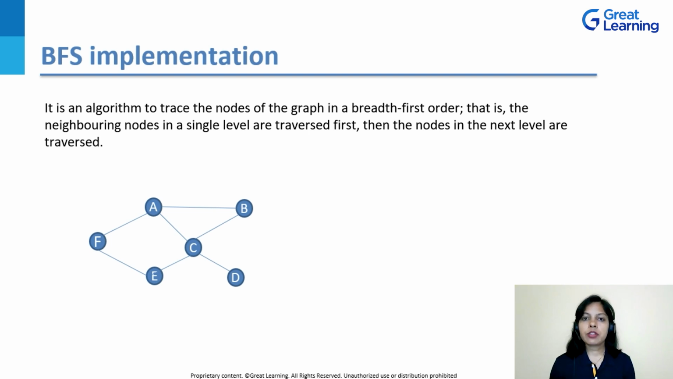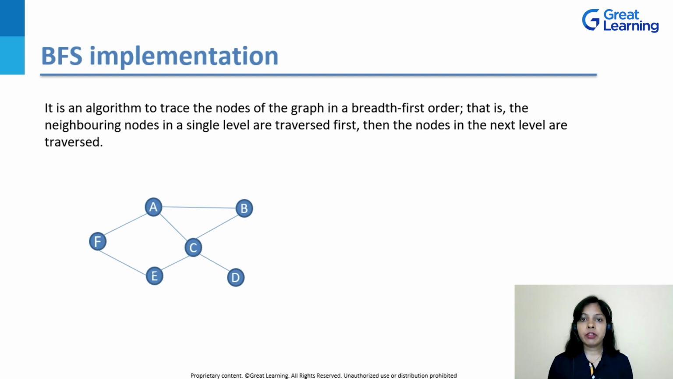So it is one of the applications of graphs in which we are going to traverse the nodes of a graph in a certain order. As the name itself says, breadth-first search, that is along the breadth of a graph, along the horizontal level of a graph, we are going to search the nodes one by one in each level. So BFS, or breadth-first search, is your algorithm to trace the nodes of a graph in a breadth-first order, that is in a single level. First, all the nodes will be traversed, then we'll go to the next level and then the next level.